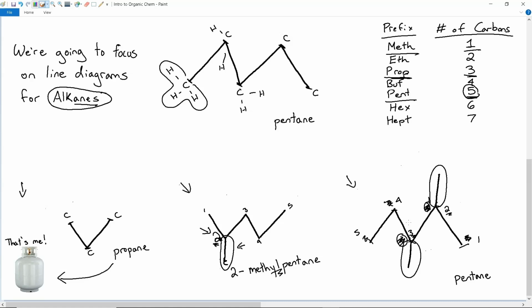If I have 2 of the same branch, I'm just going to put a di prefix in front of the name. So I have a dimethylpentane because I have 2 methyl groups. Now all that's left is talking about where they are. Since I have 2 branches, I just need to specify those 2 numbers before the actual name. So this is 2,3-dimethylpentane.